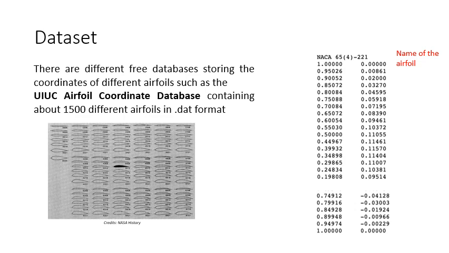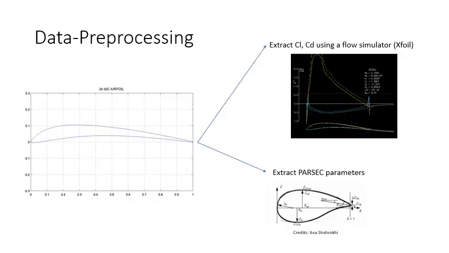We obtain the dataset from the UIUC airfoil database. This database consists of data for approximately 1,500 airfoils, and we obtain the dataset for our purposes in a .dat file format. Following this, we process the data by running the airfoil data obtained earlier through xfoil for our aforementioned flight conditions, and also extract the PARSEC parameters simultaneously.